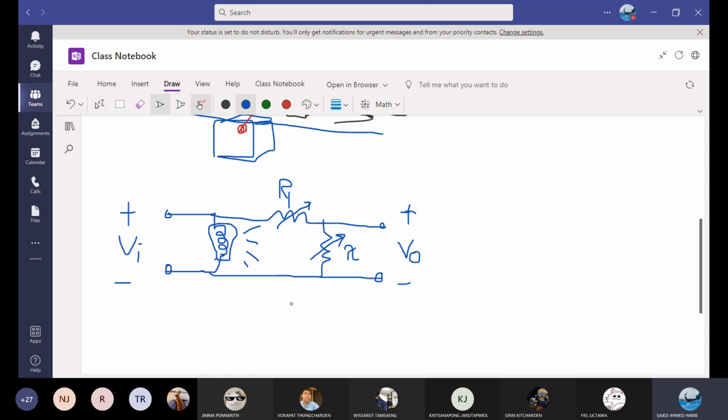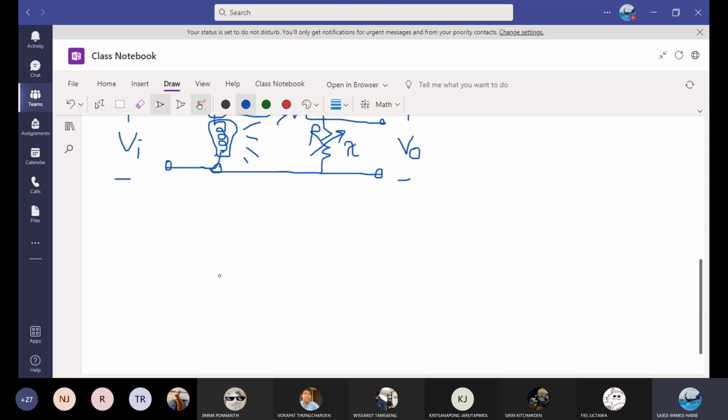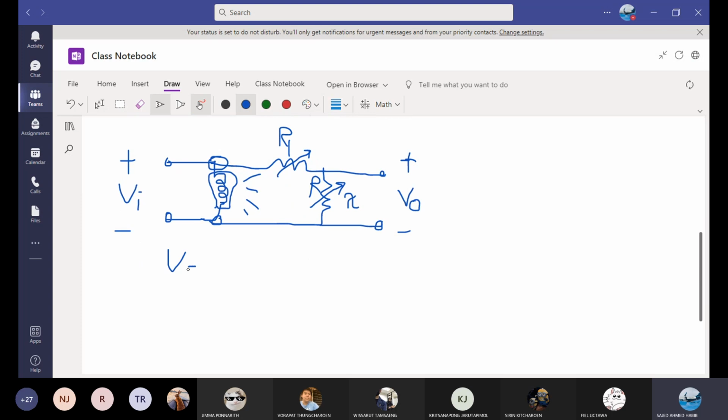What is the output equation? The voltage across the light is this VI, right? This is VI times R lambda divided by R1 plus R lambda. So if I write the equation using the voltage divider, it is the input voltage multiplied by the load side. This will be your equation.